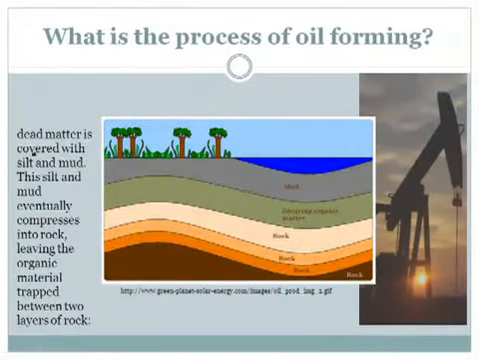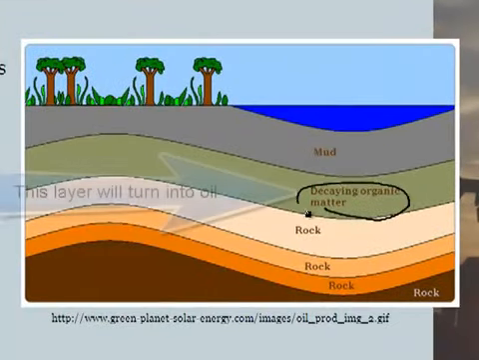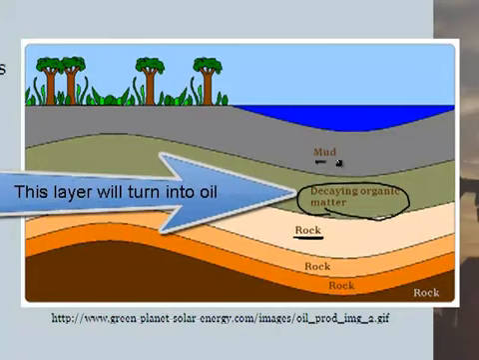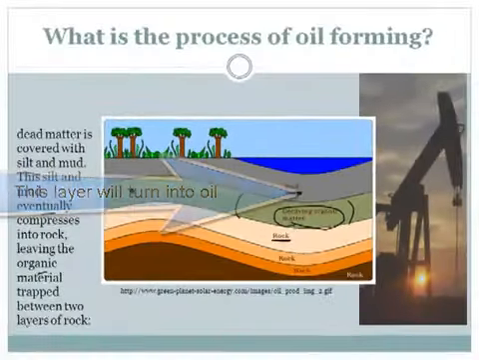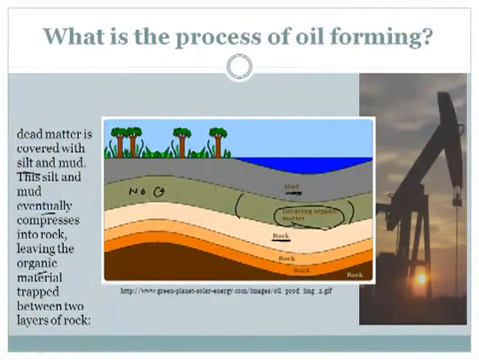And then the second picture is the dead matter is covered with silt and mud. This silt and mud eventually compresses into rock, leaving the organic material trapped between 2 layers of rock. So here's our decaying organic matter, and it's caught between the rock and the mud. So now we've got this decaying organic matter. It's important that there's actually no oxygen, or no O2, involved. Otherwise, it would actually just oxidize into the air. But if there's no oxygen, it can get formed.